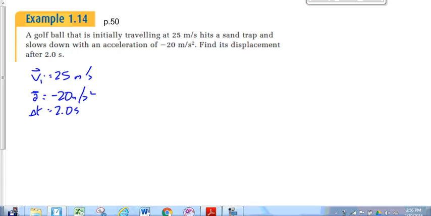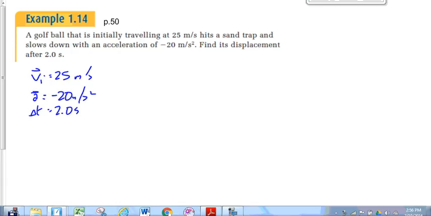It doesn't say it slows down to stop. It doesn't say it slows down to rest. It says slows down. Now, eventually it will stop, right? But it may take 3 seconds to stop or 4 seconds to stop. The question here is how fast is it moving after 2 seconds? It may, in fact, stop after 2 seconds, but they don't tell us that. Does that make sense? So we're not going to say VF is equal to 0.